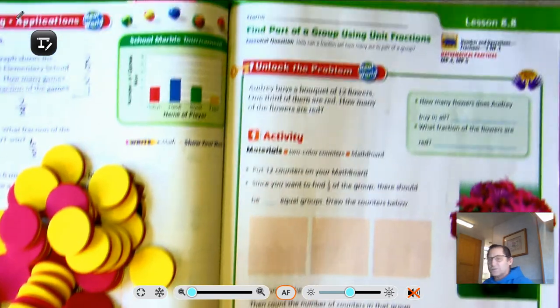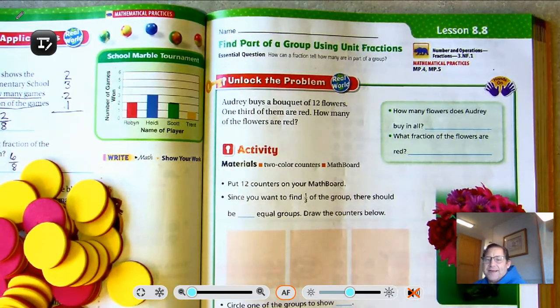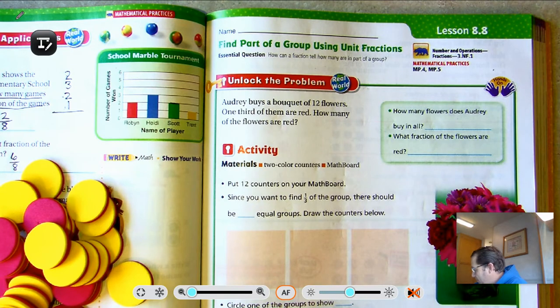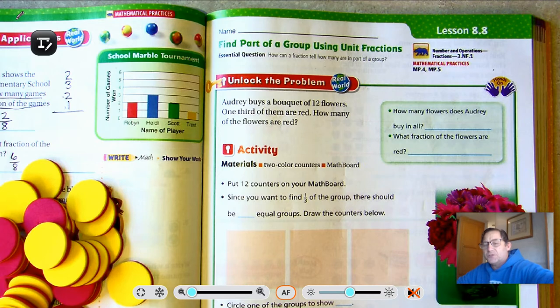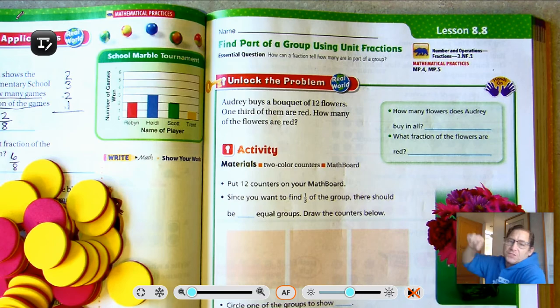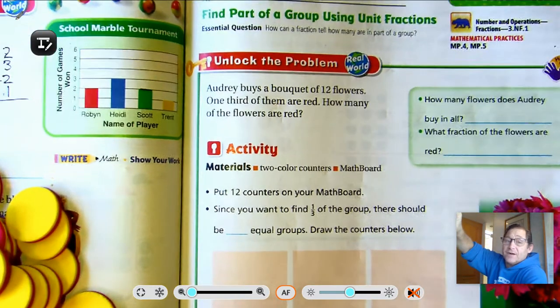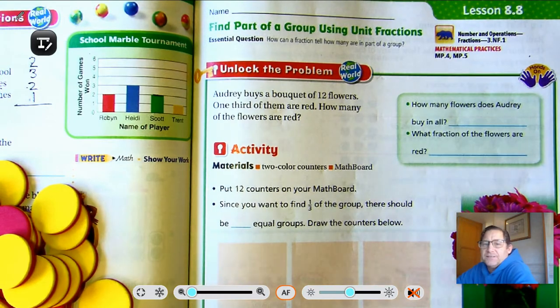Hello, everybody. So we're going to continue with lesson 8.8 today. We are on page 351 of the third grade textbook. And our topic today is find part of a group using unit fractions. And the essential question we should be able to explain by the end of our lesson is, how can a fraction tell how many are in part of a group?